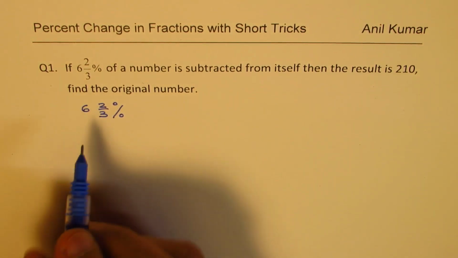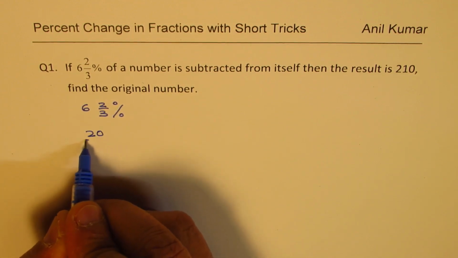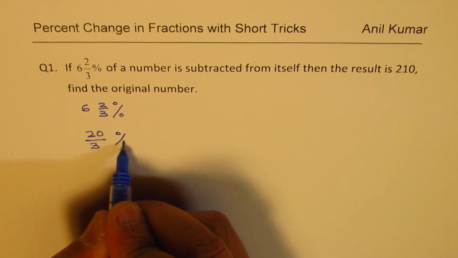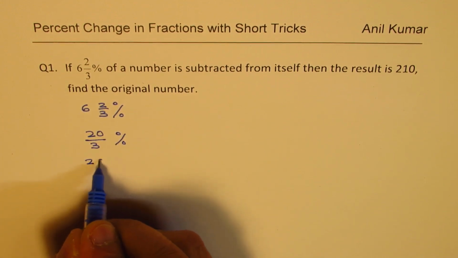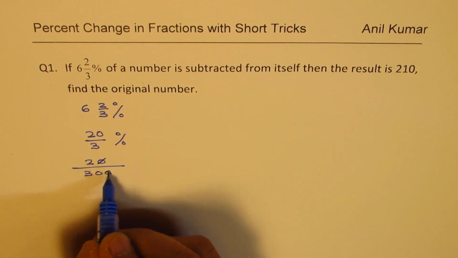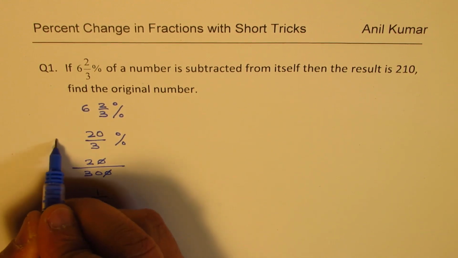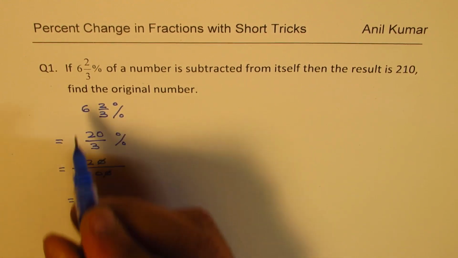So 6 over 3 means 6 times 3 is 18 plus 2 is 20. So we get 20 over 3%. So percent means divide by 100. So it becomes 20 over 300, correct? So when you divide this, what do you get? You get this as equal to 1 over 15. Clear? So I hope these steps are absolutely clear.